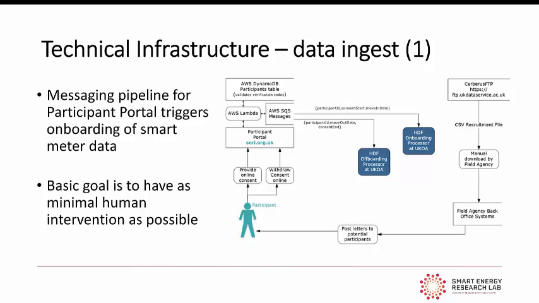So this is just one of our schematics for how we manage onboarding participant data. Very briefly in this diagram, the participant will log on to the participant portal, give their consent. At the back end on Amazon Web Services, that sends something called a message, which is basically a small fragment of text that comes back to UK Data Archive. And then we begin onboarding the smart meter data from households on behalf of the user.